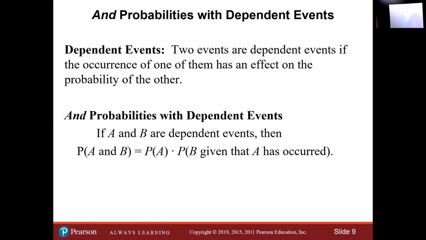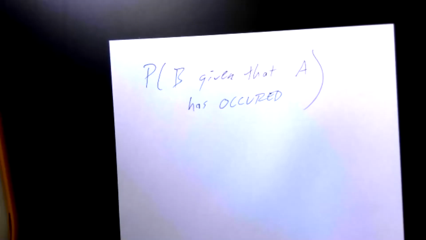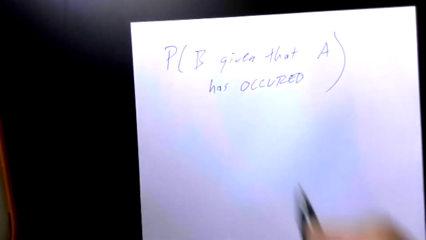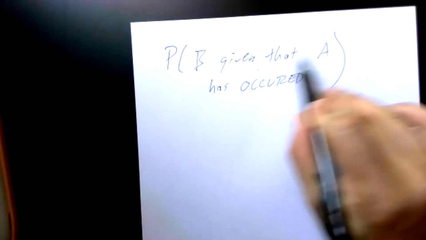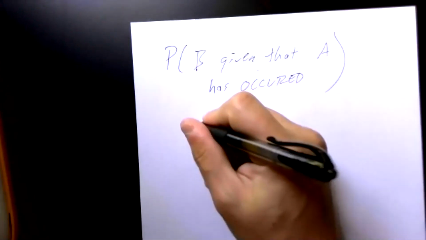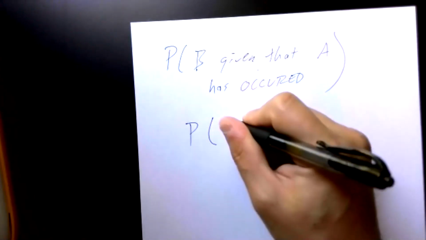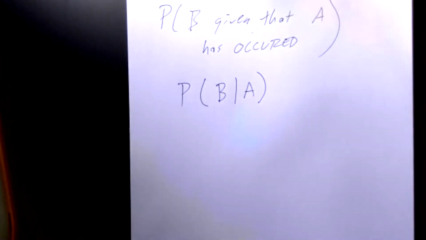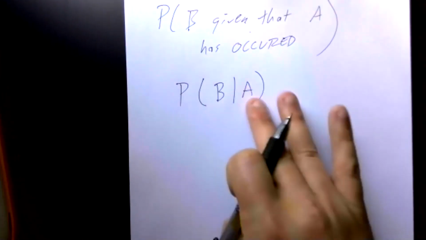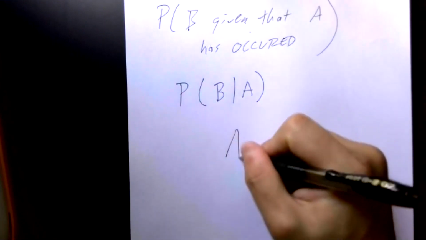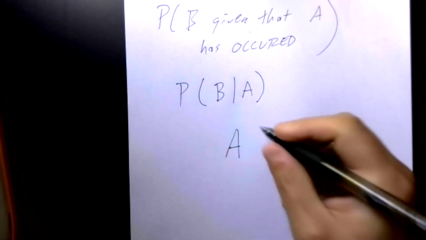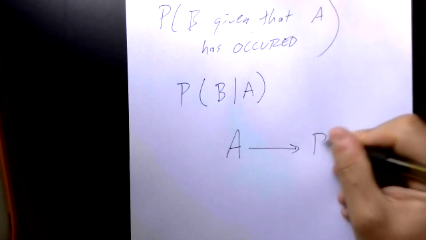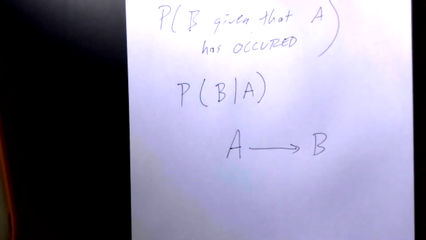Now, what the text leaves out here, and they'll show us this notation in just a minute, is the probability of B given that A has occurred. We also say this is the probability of B given A. But what's important to remember here is that event A happens first and has some influence on event B. Let's look at an example.